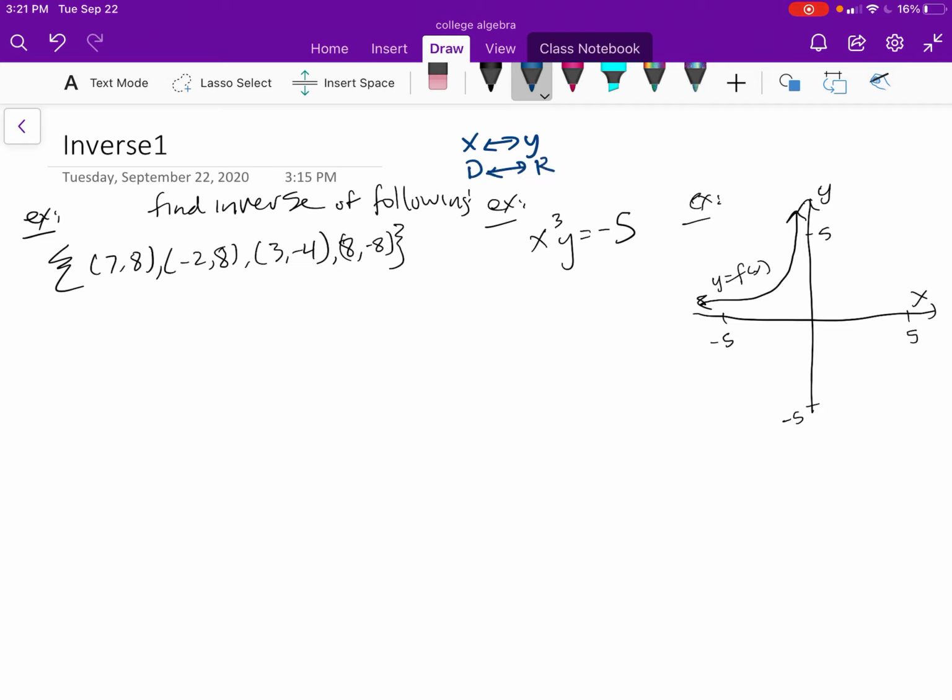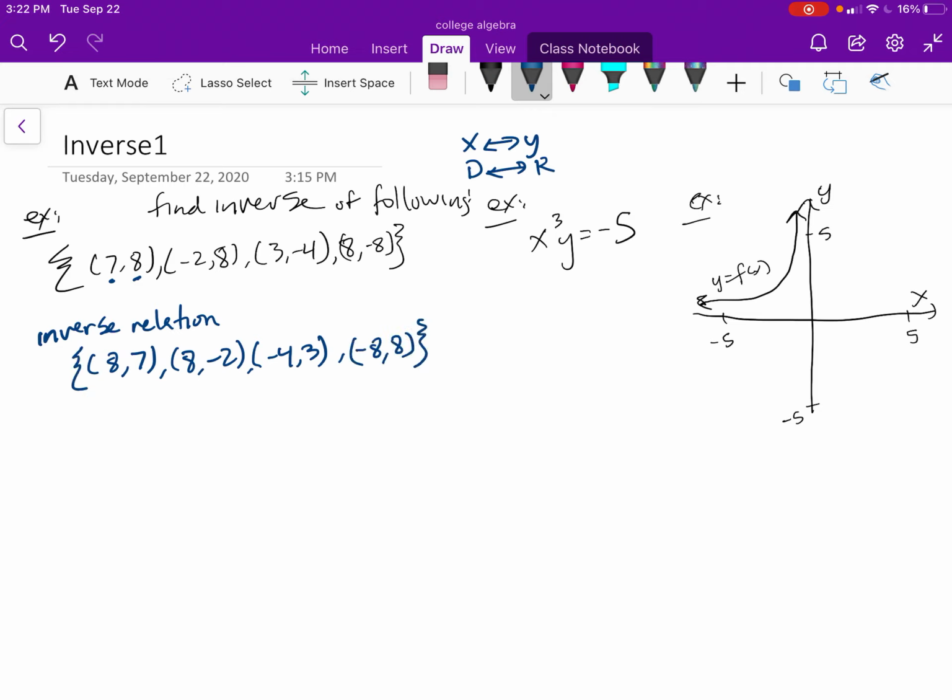Okay, so if we have some relation that tells us, if x is 7, then y is 8, well, the inverse relation is simply 8, 7 then. All right, and 8, negative 2, and negative 4, 3, and then negative 8, 8. All we do is we change the x and the y. We change the domain and the range.